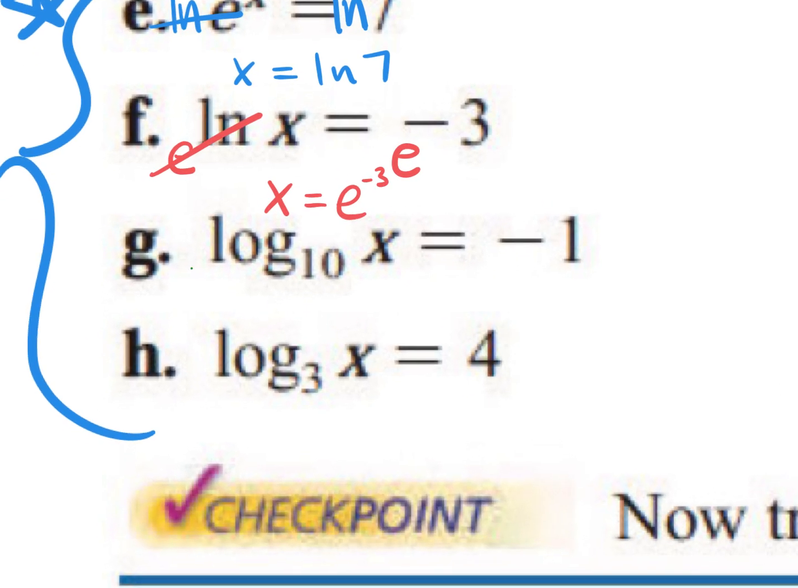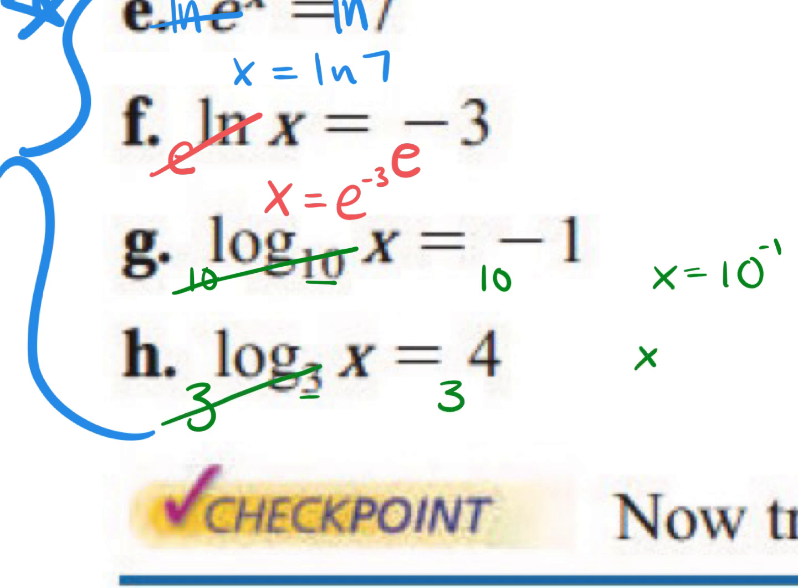So I'd make my big base 10 here, whatever the little base is. 10 to the power of log base 10 will cancel. We're left with x equals 10 to the power of negative 1. Same thing with H. What would I make the big base here? 3, whatever the little base is. So make the big base 3. 3 to the power of log base 3 will cancel. We're left with x equals 3 to the power of 4.